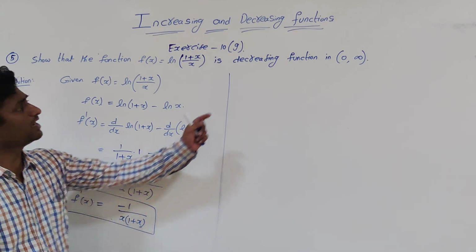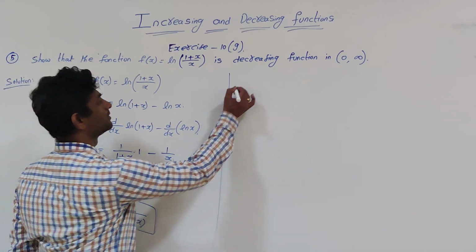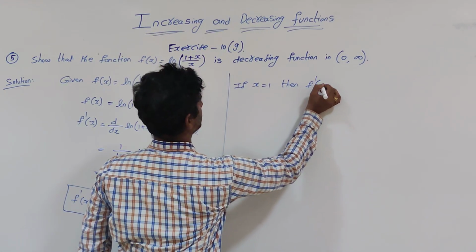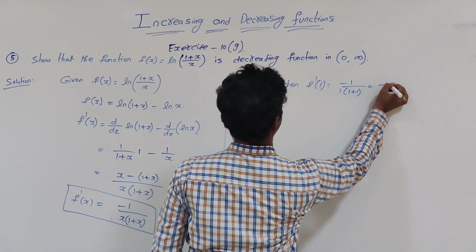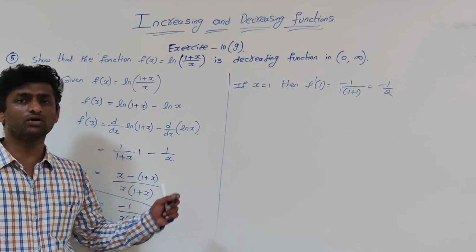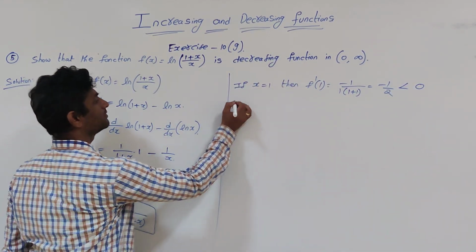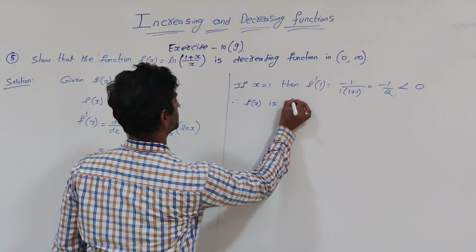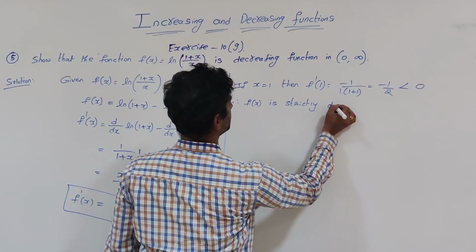Now substitute any value between 0 to infinity. If I choose 1, if x is equal to 1, then f dash of 1 will be minus 1 by 1 into 1 plus 1, which is minus 1 by 2. Can we decide if it is a positive value or a negative value? It's a negative value. Minus 1 by 2 is less than 0. So as it is a negative sign, the function is strictly decreasing in 0 to infinity.